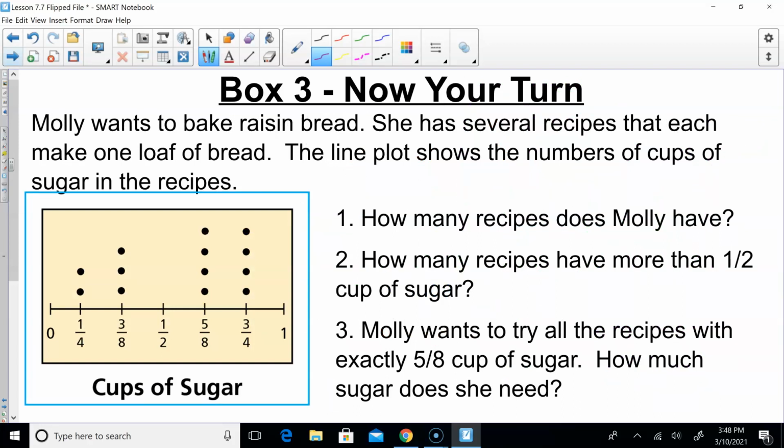Now it's your turn. So you're going to draw a big line on your paper, right? Box 3, now your turn. Molly wants to make raisin bread. Molly's mixing it up. Not even different bread, still the same raisin bread. But you've got 3 questions to answer.